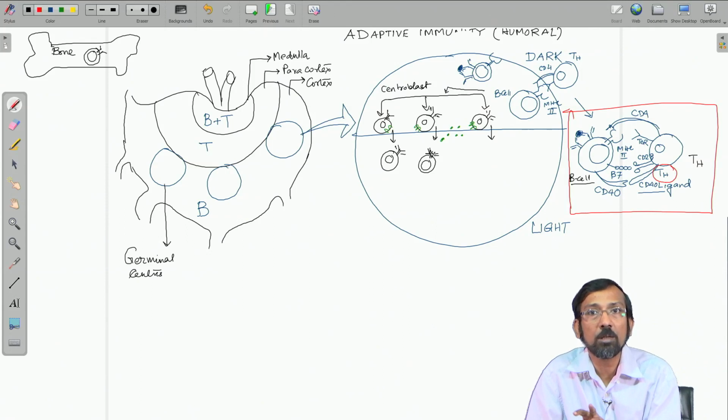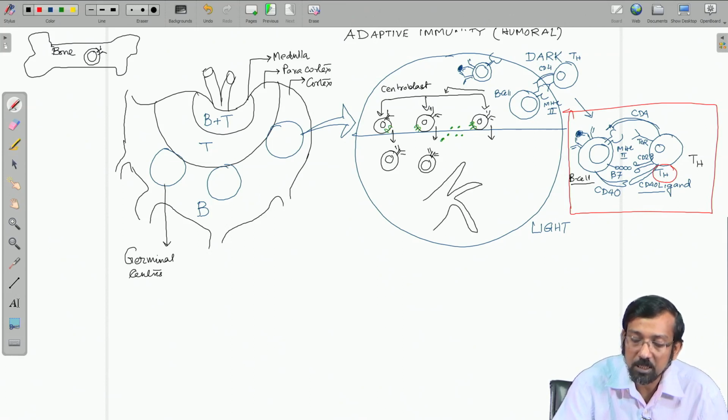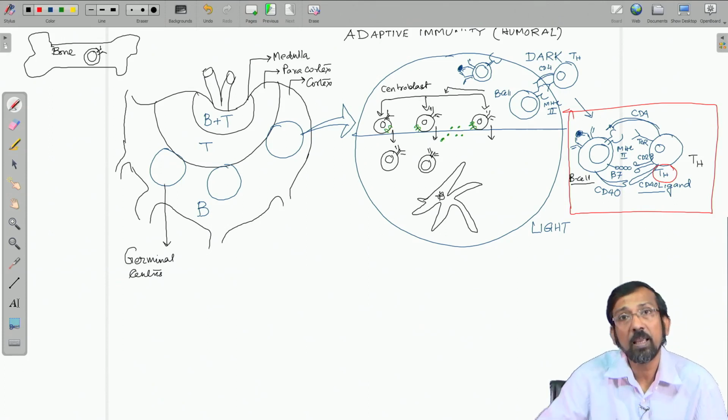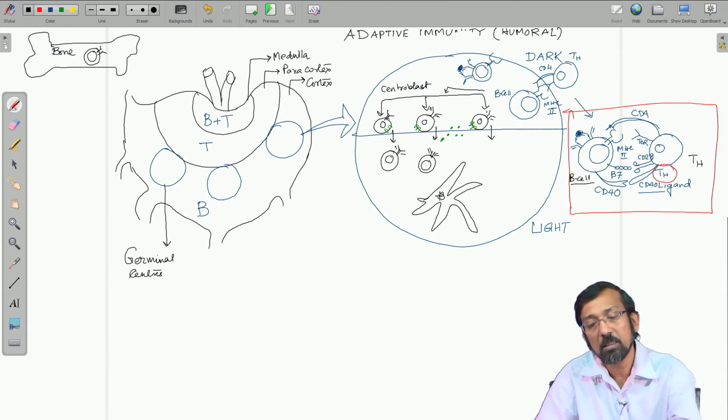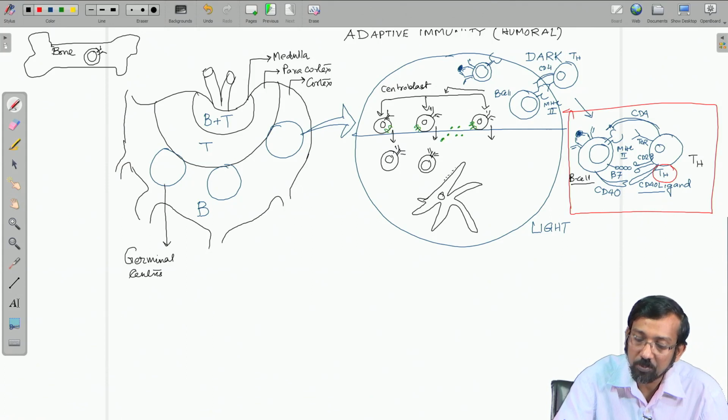Now, the follicular dendritic cells have this kind of a branched structure, and these cells are waiting inside the light zone, and they have antibodies bound on them. Now, what happens is an affinity selection.